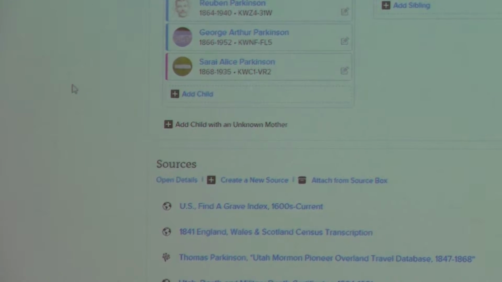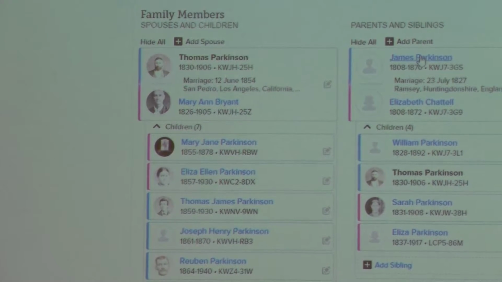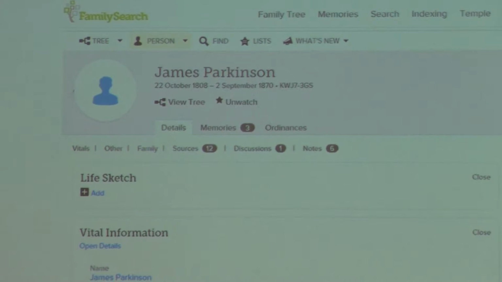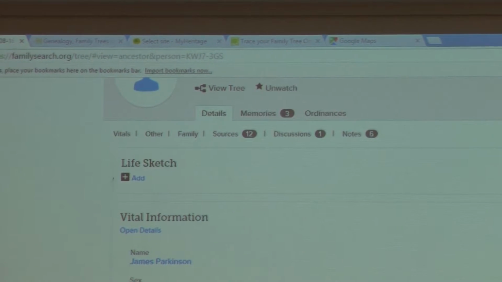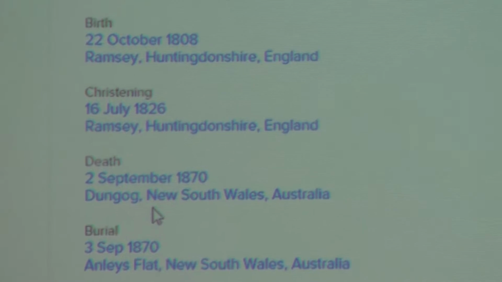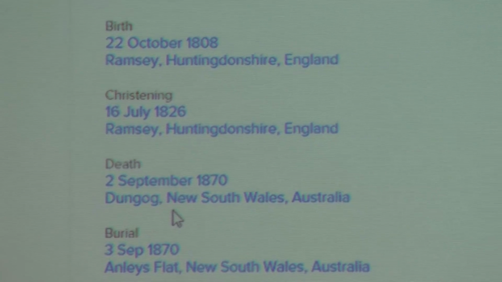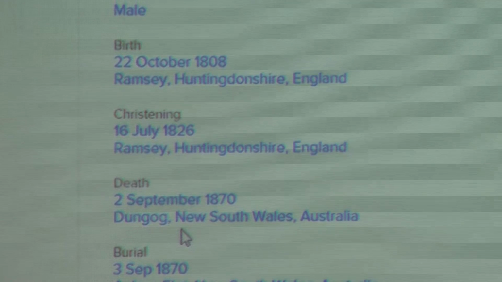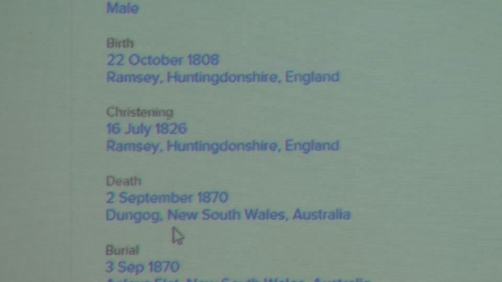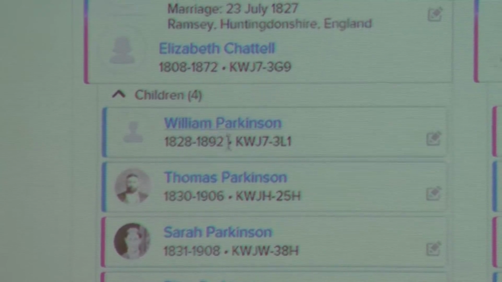So now we're going to look at him. We'll go back another line, and this is the James Parkinson of the book. He was supposedly born in Ramsey, and he died in Dungog, New South Wales, Australia. So right off the bat, you have an interesting situation. And one thing you want to check when you do this is to go down and check where all of the children that are listed for that person were born and died.